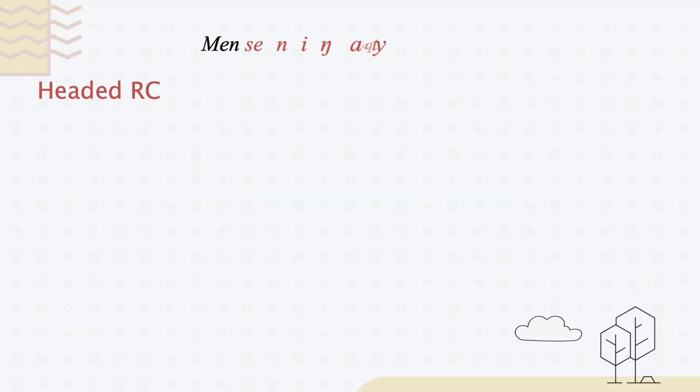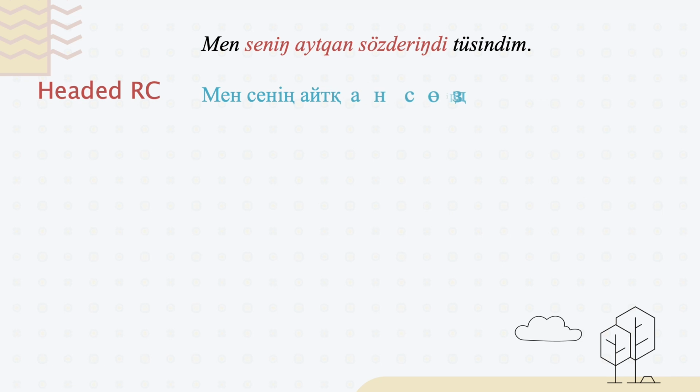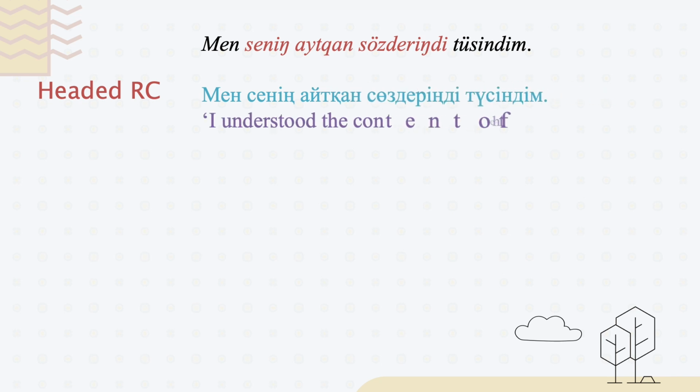For example, мен сенің айтқан сөздеріңді түсіндім. I understood the content of the words that you said. The relative clause сенің айтқан сөздеріңді is a headed relative clause whose head is сөз, which takes the plural suffix -дер, the second person possessive suffix -ің, and the accusative case -ді.